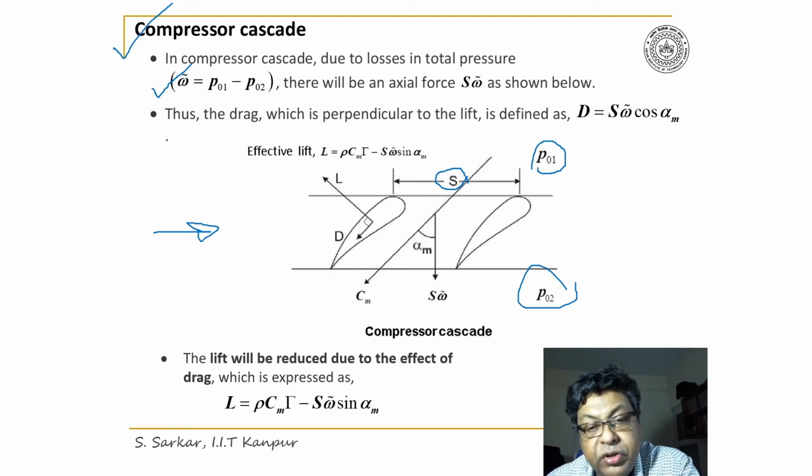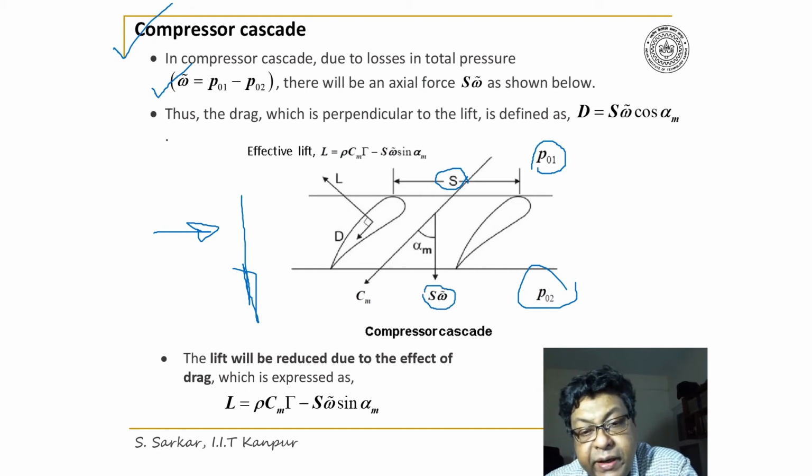Furthermore, I have indicated for the cascade Cm as the vectorial mean velocity, and alpha m is the angle that Cm makes with the z-axis. Here z is the axial direction. Thus, there will be a force that will act in the axial direction per unit width of the blade, that would be equal to S into omega tilde. I've indicated here.